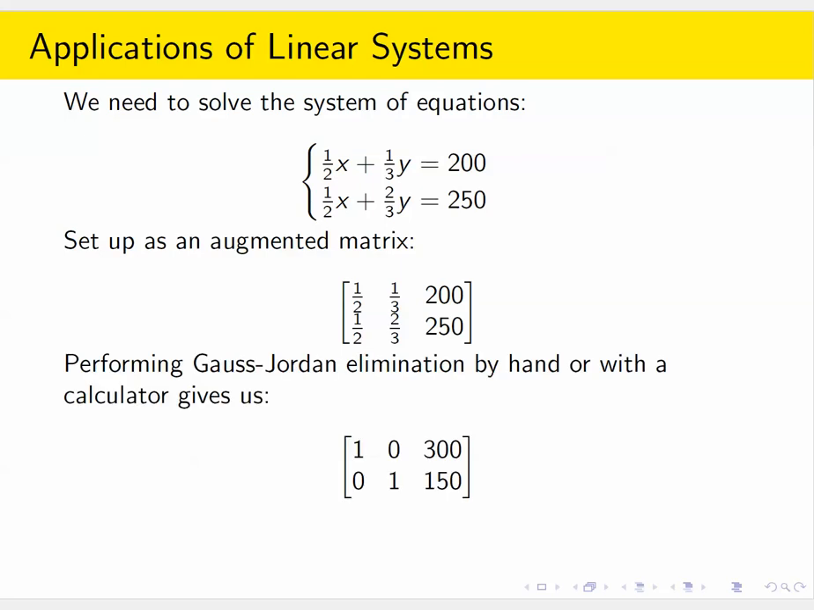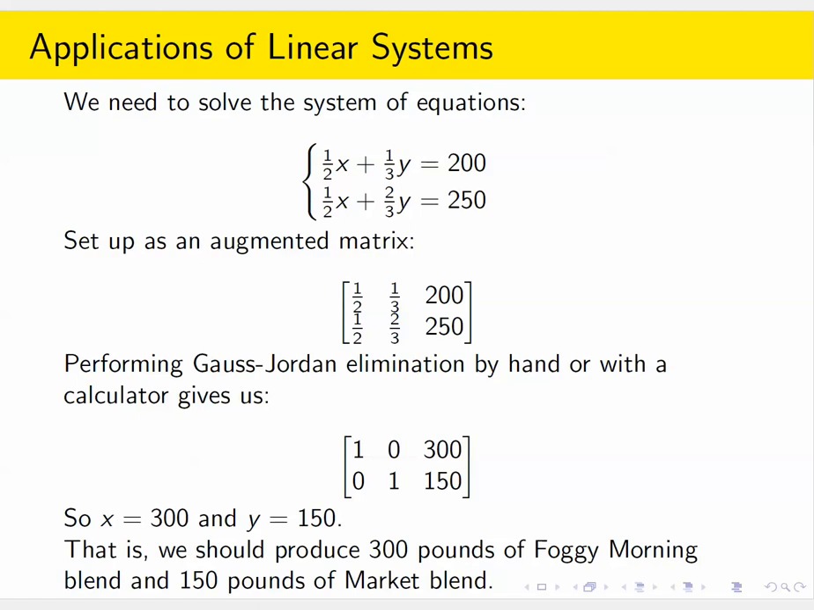If we do that, for example, with the calculator, we can reduce it to this matrix, and from this we can read off the values. The first row is telling us x is 300, the second row is telling us y is 150. And the real-world meaning of those values is that we should produce 300 pounds of Foggy Morning blend, because that's what x means, and 150 pounds of Market blend, since that is what y represents. So again, you have to compute the actual Gauss-Jordan elimination somehow. You can do that by hand or using technology.